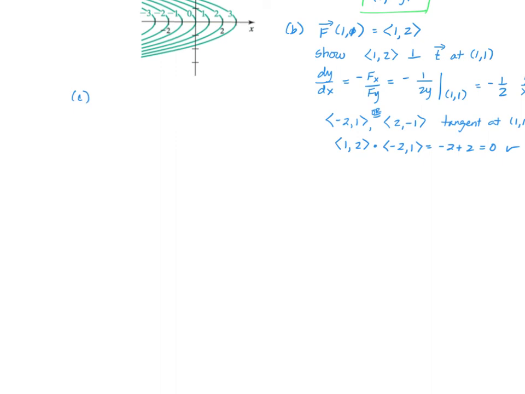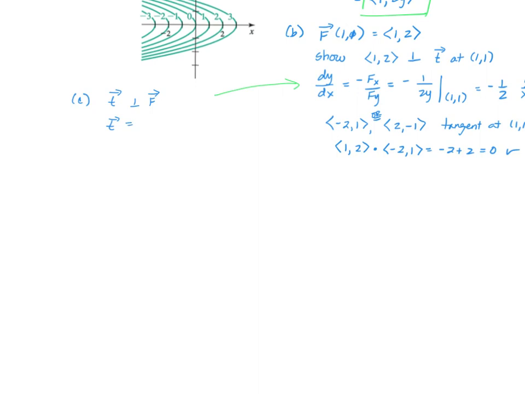So C is a little bit different because it says that it's not just at the point 1, 1, it's all points x and y. So we want to check to see that any tangent vector is going to be orthogonal to any vector of our vector field. So a general tangent vector will go back to what we did in part B when we had the negative 1 over 2y. So if it's negative 1 over 2y, remember that's a y over x, then a tangent vector can be written as the vector 2y, comma negative 1.